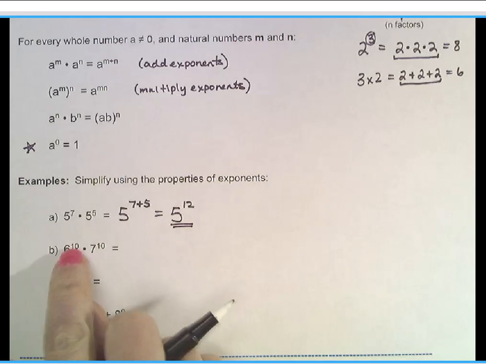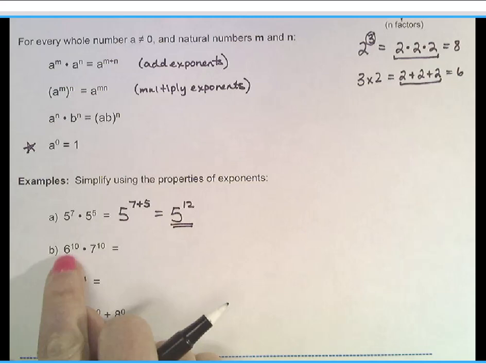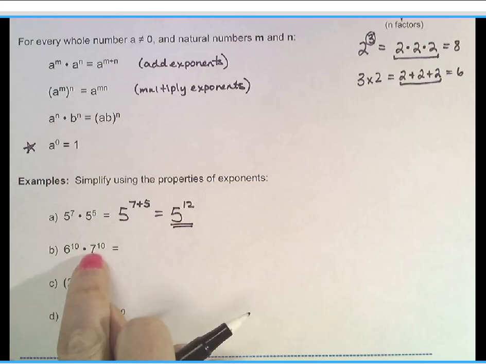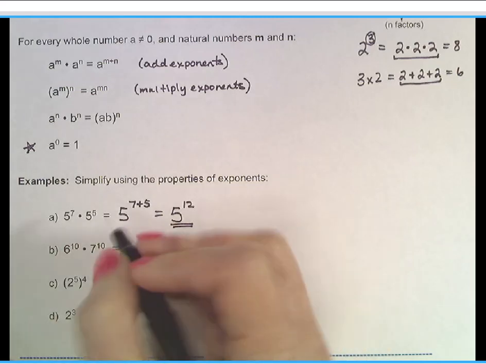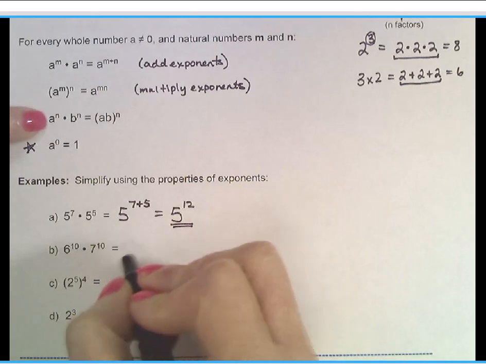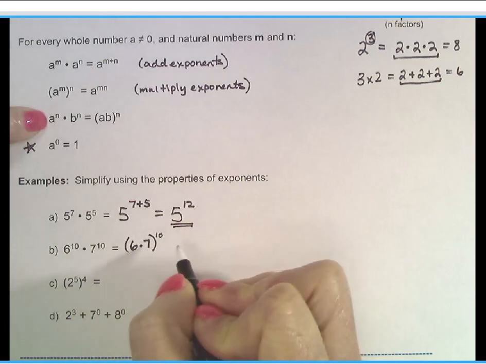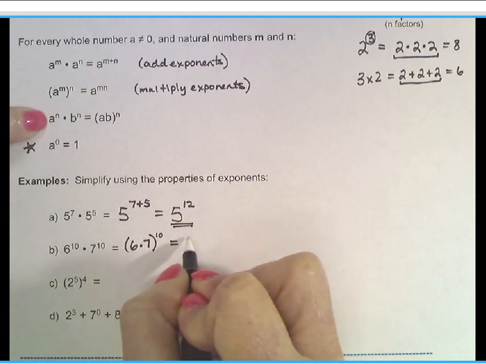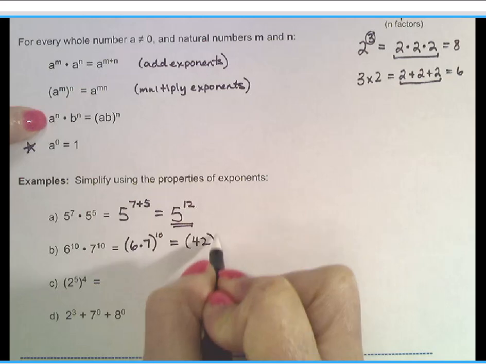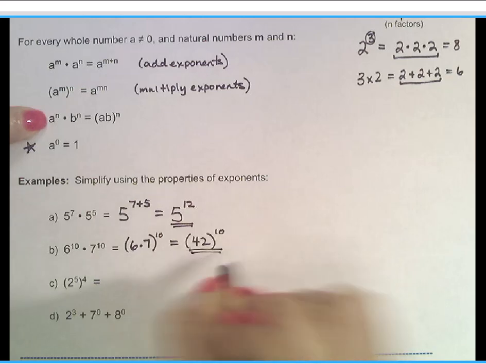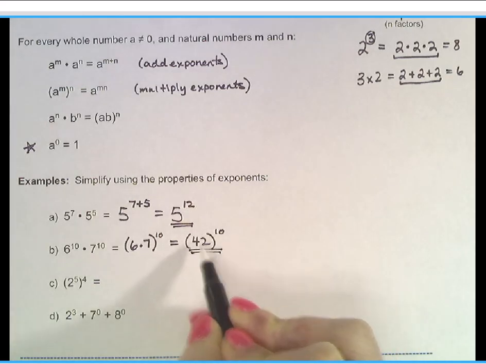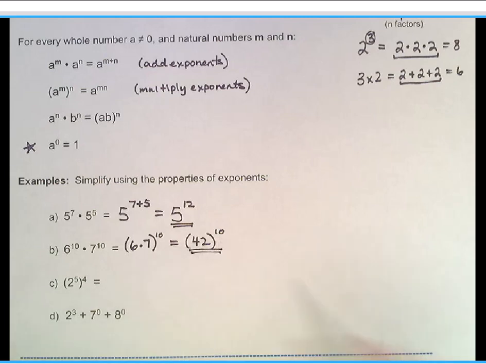This one, 6 to the 10th times 7 to the 10th. Okay, those bases don't match, so we can't add the exponents. But the 6 and the 7 both have a 10th power. So the property I can use is this third property, which says I can take 6 times 7 to the 10th power, which would simplify to be 42 to the 10th power. So that's a little simpler way. We've done a little bit of math. Now 42 to the 10th is gigantic. I'm not going to go to the calculator for that. I'm just trying to simplify.